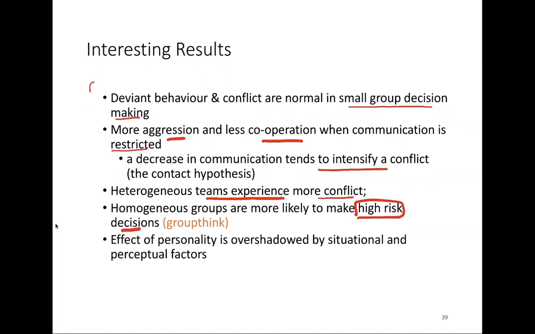So these are very interesting results from papers published by Deutsch in 1973 and by Robbins in 1998 to come up with a fact about what we could observe: a small group would have a larger chance of conflict. Yes. If we have heterogeneous groups, there is a chance that they have more conflict. If we have a homogeneous group, there might be less chance of conflicts, but a high chance of high-risk decisions at the end.